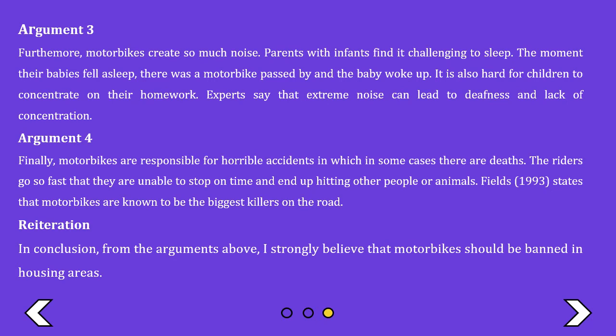Fourth argument. Finally, motorbikes are responsible for horrible accidents in which in some cases there are deaths. The rider goes so fast that they are unable to stop on time and end up hitting other people or animals. Files 1993 state that motorbikes are known to be the biggest killers on the road. Reiteration. In conclusion, from the arguments above, I strongly believe that motorbikes should be banned in housing areas.